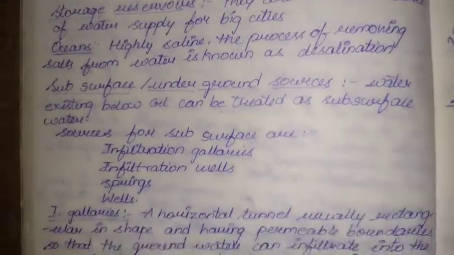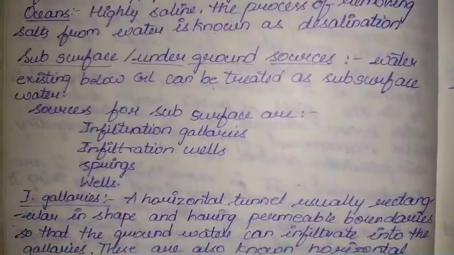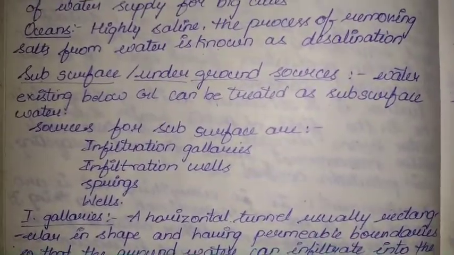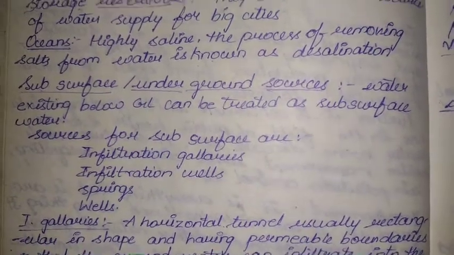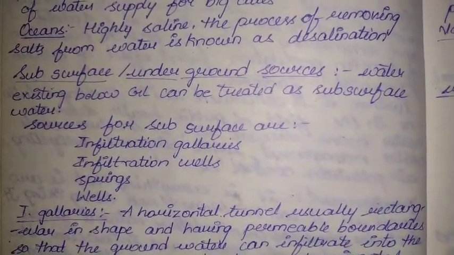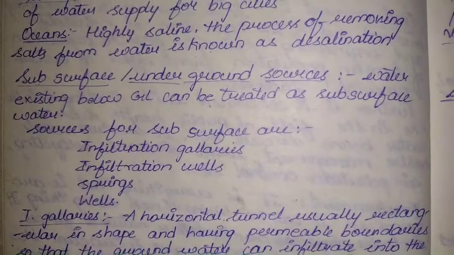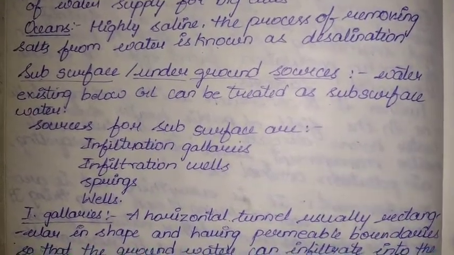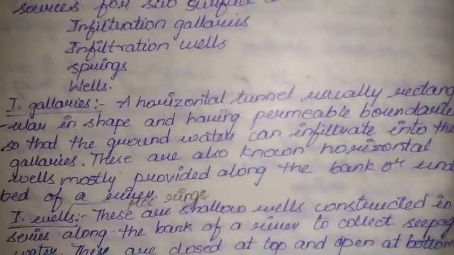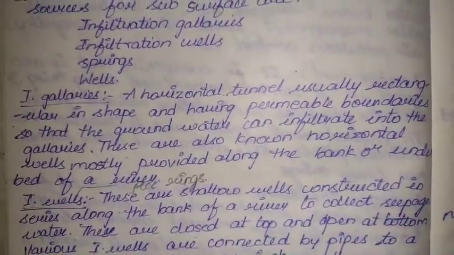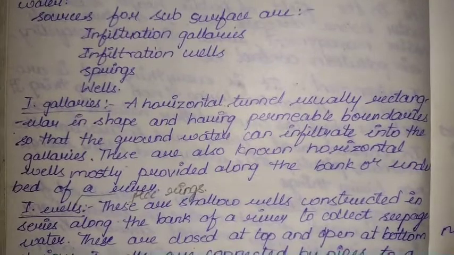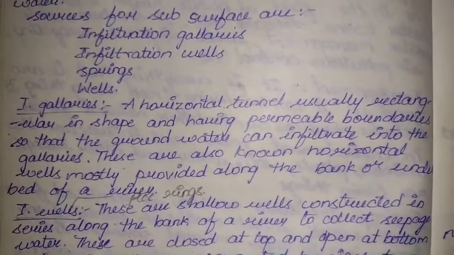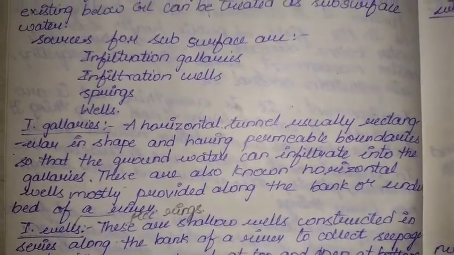Okay, next, let's talk about subsurface or underground sources. The water existing below ground level can be treated as subsurface water. That is infiltration galleries, infiltration wells, springs and wells. Coming to the infiltration galleries, a horizontal tunnel, usually rectangular in shape and having permeable boundaries so that the groundwater can infiltrate into the galleries.